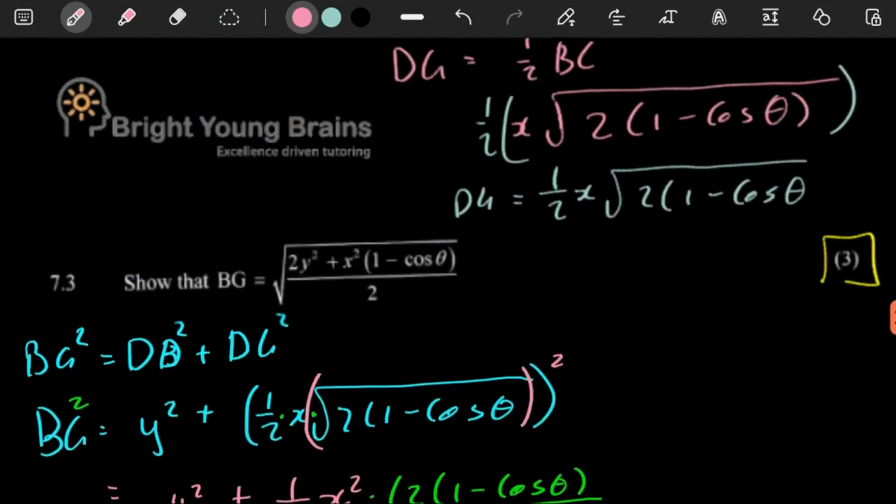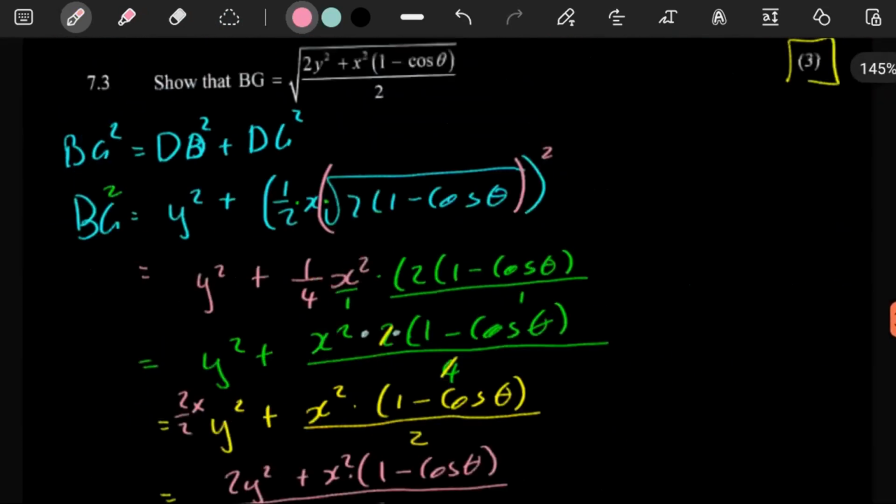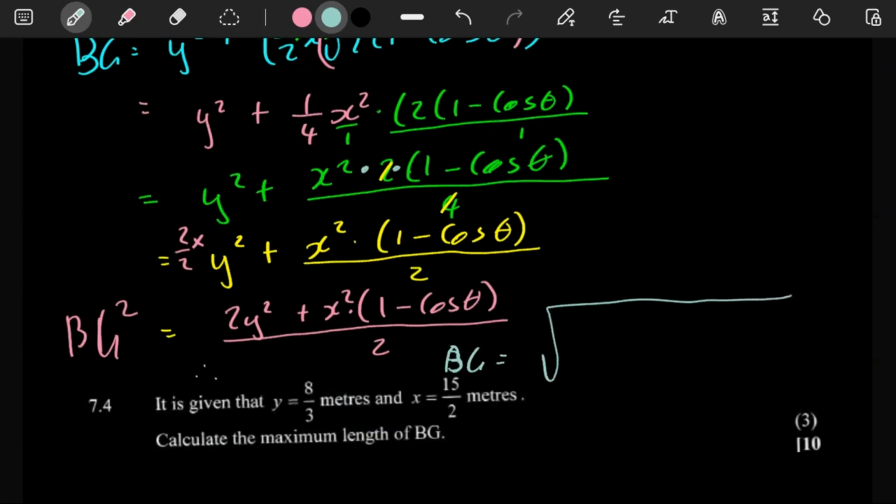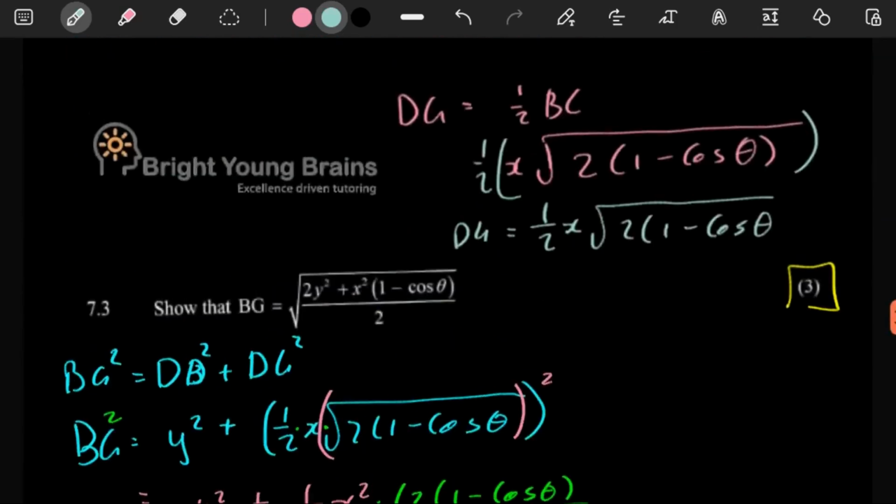Are we close? Oh, we're literally one step away because remember the whole thing here is just BG squared. So we can actually now just square root both sides. Therefore, BG, if you square root it, it's going to be on its own. Then we have this whole square root thing here: 2y squared plus x squared 1 minus cos theta over 2. How many marks? 3. Sure.